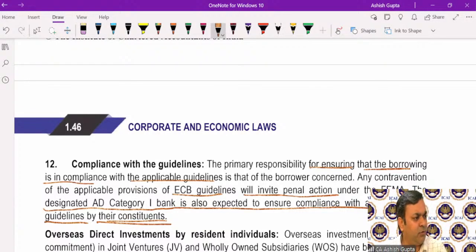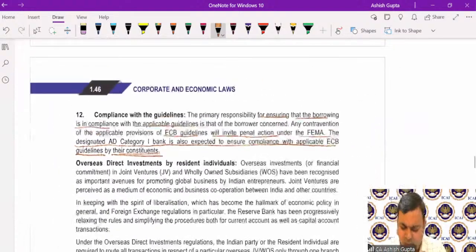So this is all about the ECB part. We completed the ECB part. Now we will discuss some case studies or practical problems as mentioned in our module.